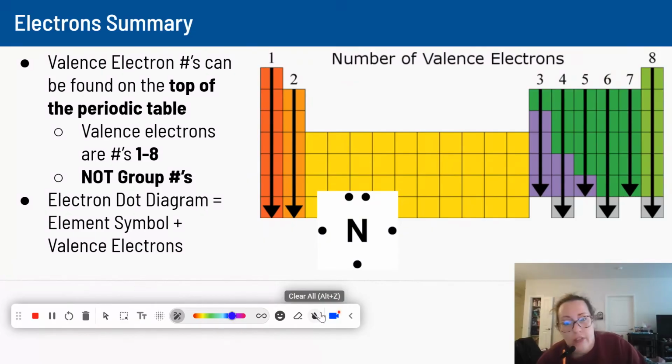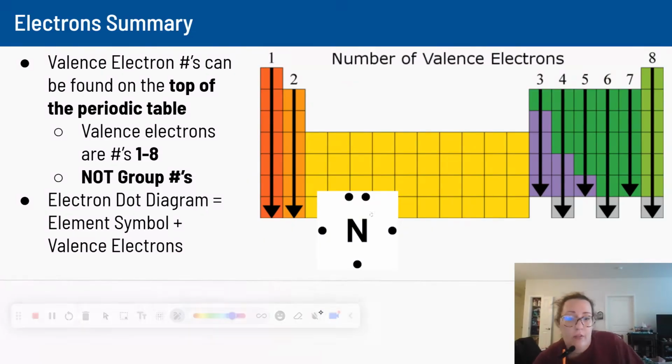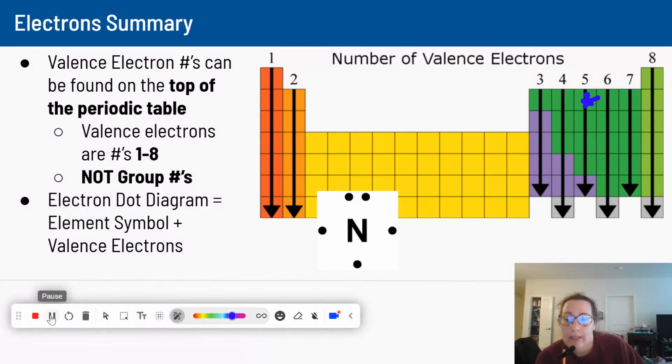To represent valence electrons, we do electron dot diagrams, which is our symbol and our valence electrons. So nitrogen, found right here, had 5 valence electrons because it's under the 5, 1 on each side, and then you pair them up. Okay, so make sure your guided notes are complete, and then you can go ahead and move on to the next activity.